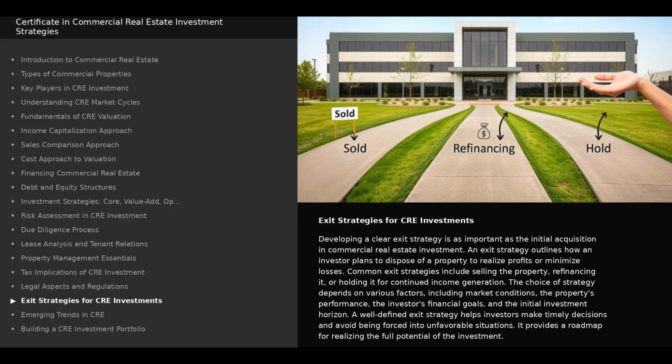The choice of strategy depends on various factors, including market conditions, the property's performance, the investor's financial goals, and the initial investment horizon. A well-defined exit strategy helps investors make timely decisions and avoid being forced into unfavorable situations. It provides a roadmap for realizing the full potential of the investment.